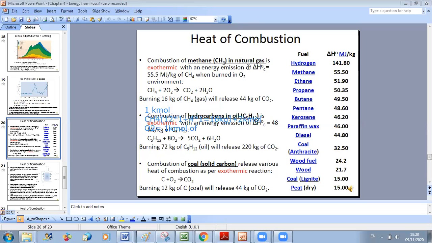Imagine that in general, we have very large quantities that are burned. So we can have a very large amount of CO2 production, which is a bad thing, and we should try to reduce this. We will see how.